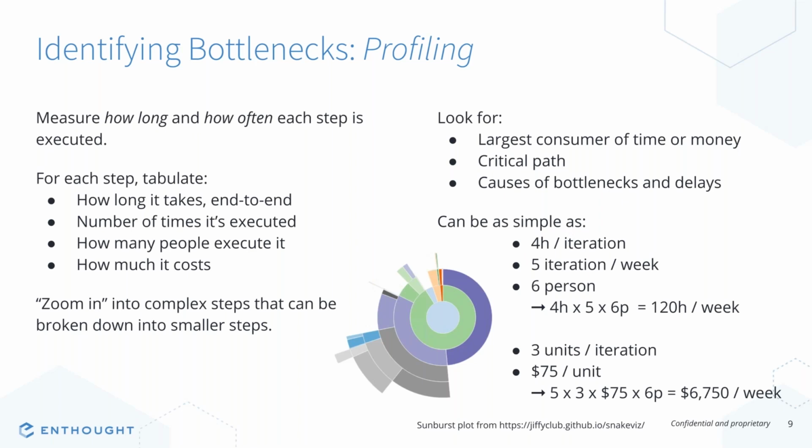And what you're looking for here is the largest consumer of time or money, the critical path. The critical path is the slowest path through your entire workflow, where if you were working on something else, it wouldn't help you, because that's the critical path literally through your workflow. And also any causes of bottlenecks and delays that usually affect this critical path. And it doesn't have to be super detailed. Sometimes just a back-of-the-envelope calculation like I have here, of how often you do something and how many people, will tell you, like this workflow, we spend 120 hours a week just doing X, or we're spending $7,000 a week running these experiments.